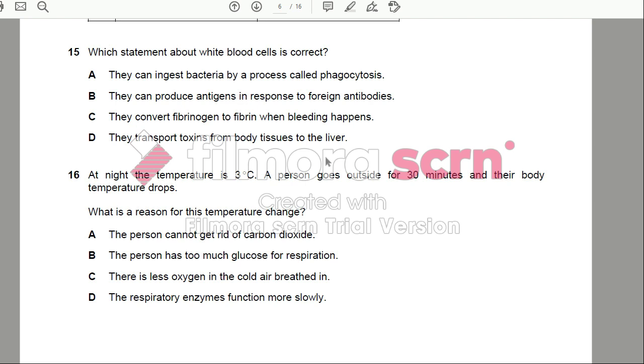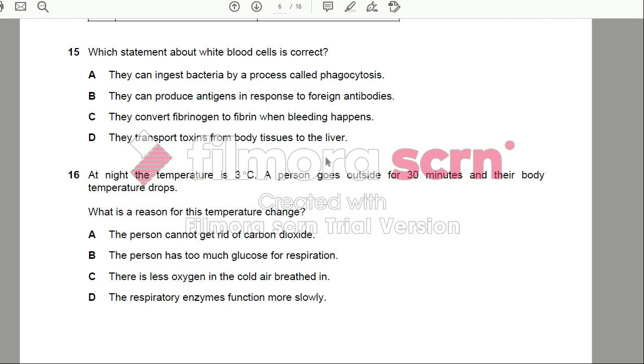When we talk about white blood cells, they are of two different types, lymphocytes and phagocytes. Lymphocytes produce antibodies and phagocytes do phagocytosis. They ingest the pathogens and bacteria which get their entry into our body. So we move to the options.